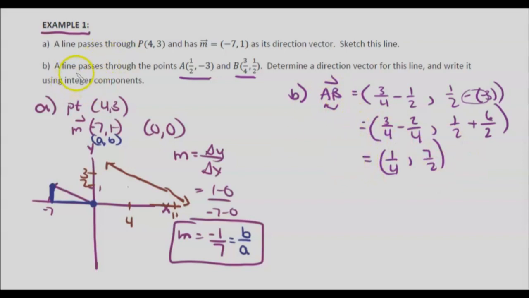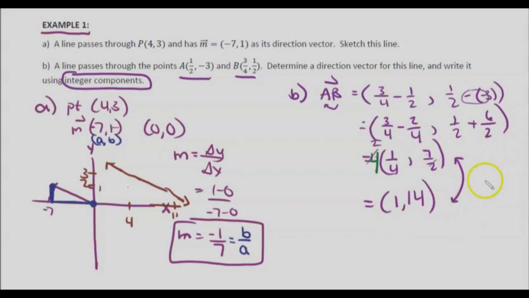Now, this question asks us to use integer components, which is way nicer than using fractions. So if we think in our heads, how can we get rid of the fraction? What scalar multiple can we multiply this by? We'd have to multiply this by 4. So we get 4 times 1 over 4 is 1. And then 4 over 2, those will cancel to a 2 in the numerator. So I get (1, 14).